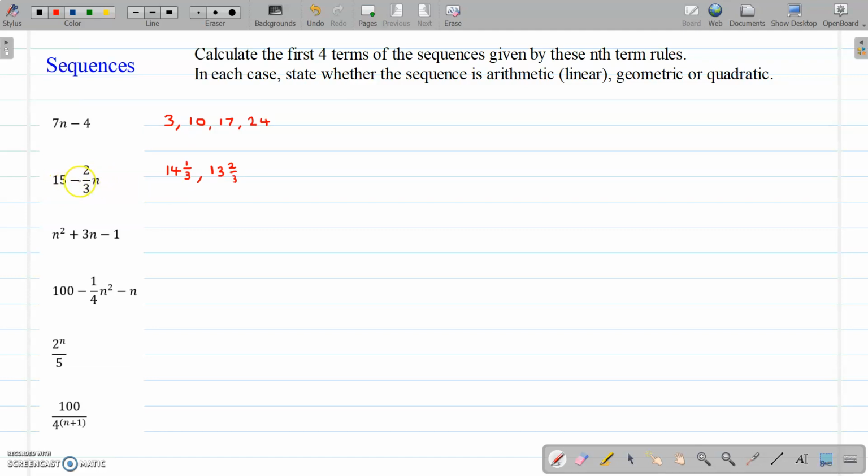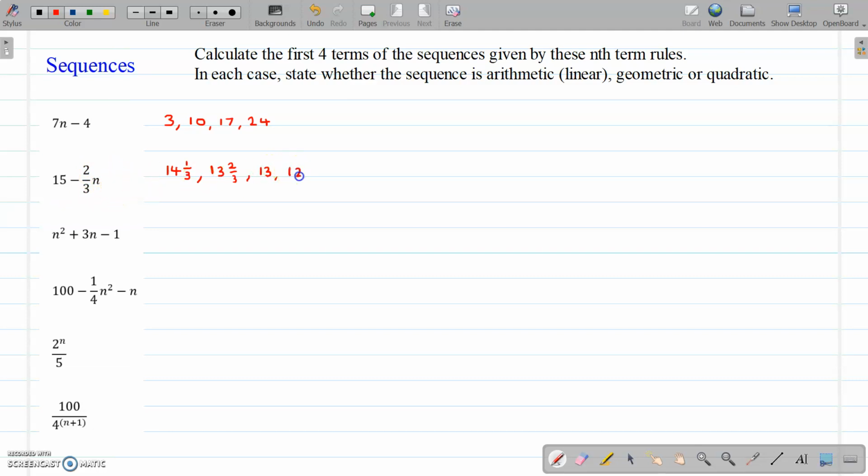Okay, the third term is going to be when n is 3. So I'm going to do 15 take away 2/3 times 3. Well, 2/3 times 3 is 2. So 15 take away 2 is 13. Okay, and one more term. When n is 4, we're going to have 15 take away 2/3 of 4 is 8/3. So it's like 15 take away 8/3, or 15 take away 2 2/3, which would be 12 1/3.